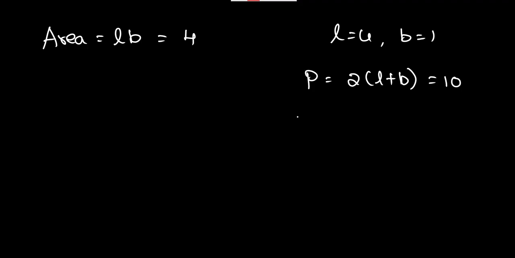Okay. Next, what is the other case we can take? Length is 8, B is half. Can I take that? Is this product 4? I'm just giving an example. Is that product 4? Now what is the perimeter value as per this?